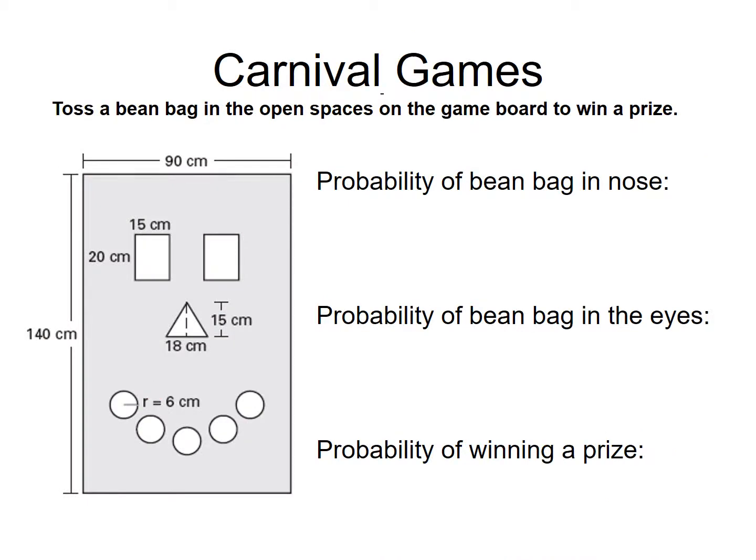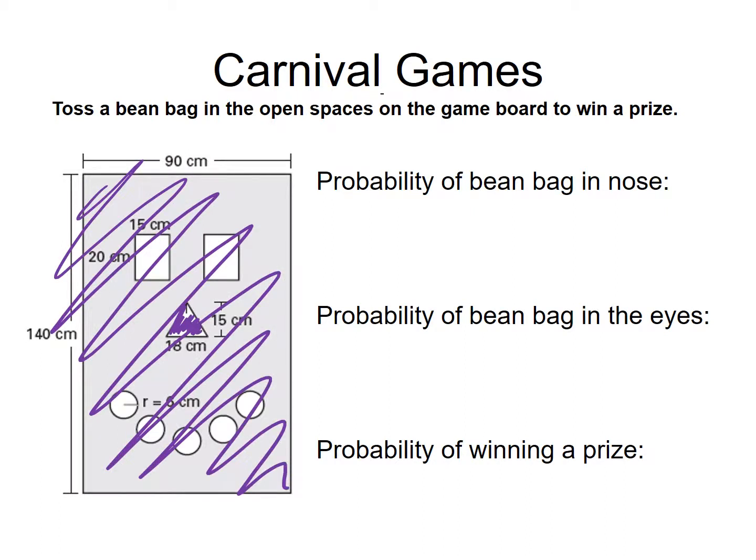All right, so let's try some more example problems, specifically with carnival games. So we are tossing a beanbag in an open space on the board in order to win a prize. The first question is, what is the probability of our beanbag landing in the nose? Remember, probability is what we want to happen out of the total possibilities of happening. So for our purposes, we want the probability of it landing in this triangle out of the probability of it landing on the entire board.